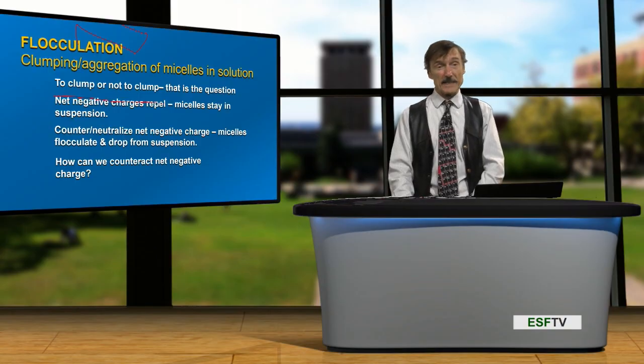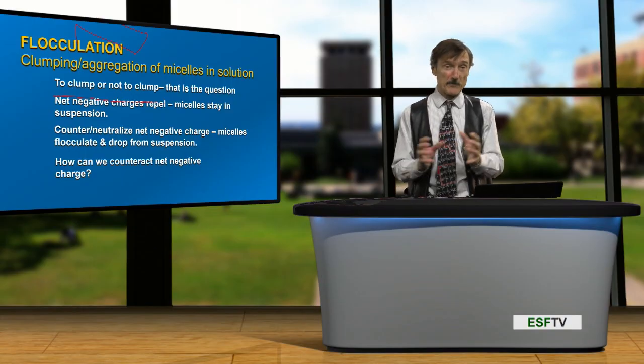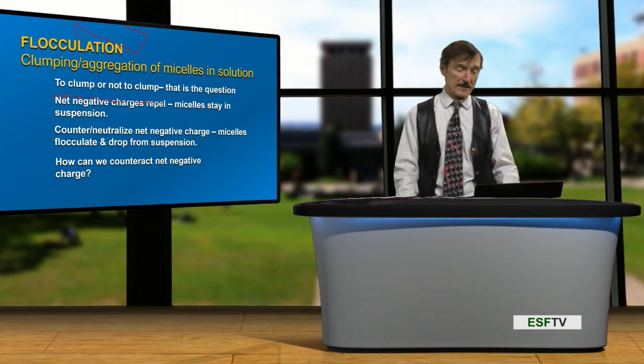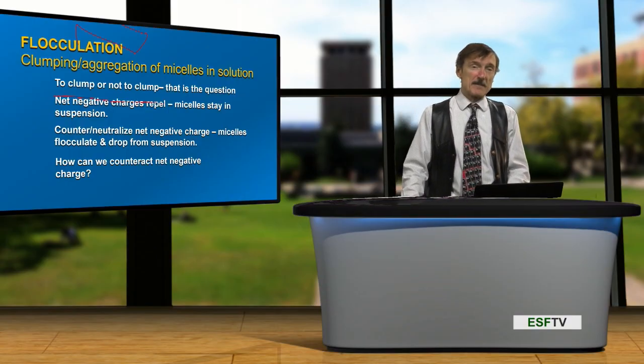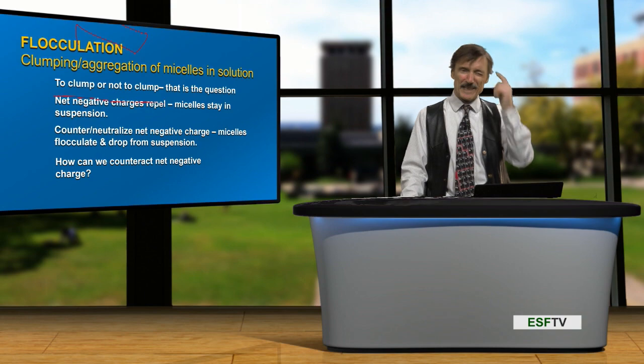So how can I get them to clump? How can I get them together? I need to neutralize the net negative charge. If I could take that net negative charge out of the picture, when these things come together, they're so small, the van der Waals forces would hold them together. I can get them to flocculate. How do I do that? Well, I can counter that by adding a cation that has a very small hydrated radius. What would that be? Well, we just looked at a bunch.